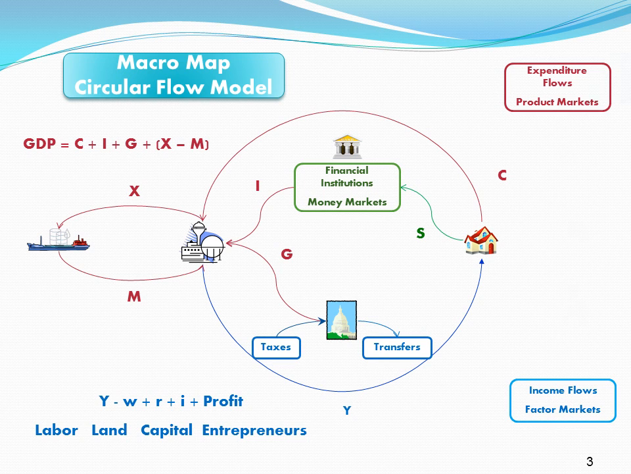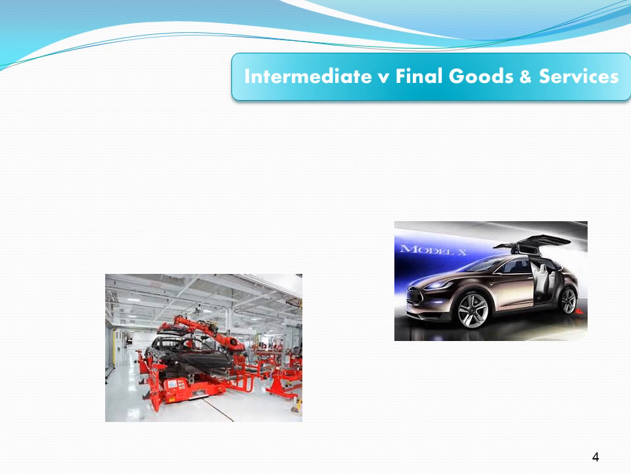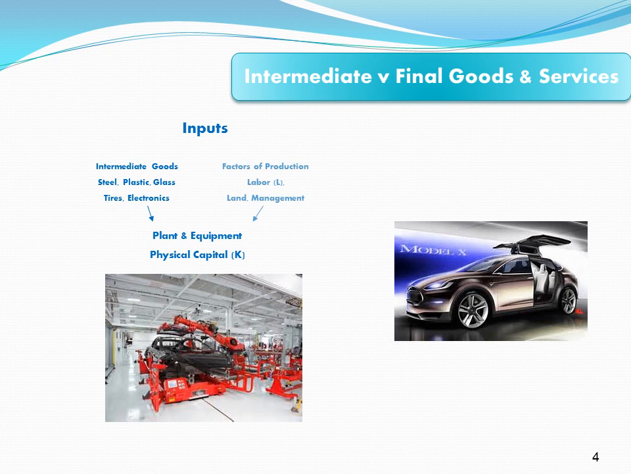So let's move on and look at this notion of intermediate versus final goods and services. GDP measures final goods and services, and here I'd like to just explore that idea. We have a factory on the left, and you can see the automated machines, and the output is an automobile. Now, to make this automobile, we need, of course, this physical plant and equipment, labeled K in economics, and we need inputs. So we need intermediate goods: steel, plastic, glass, tires, electronics, etc. And we need factors of production. Now, the four factors of production we talked about were labor, land, capital, and entrepreneurship or management.